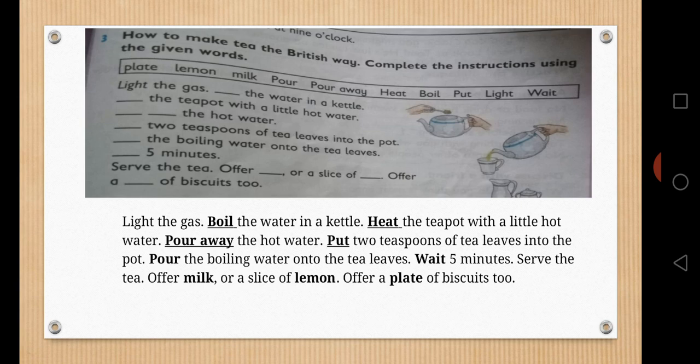Pour the boiling water onto the tea leaves, then wait for 5 minutes. Serve the tea. Offer milk or slice of lemon. Offer a plate of biscuits too. Don't forget to try it, okay?